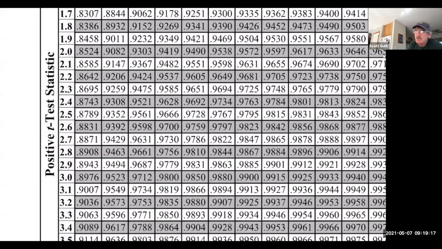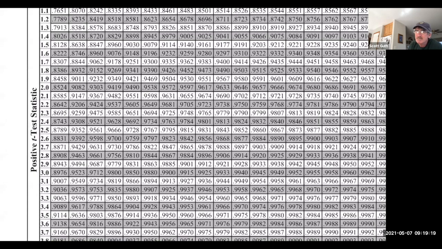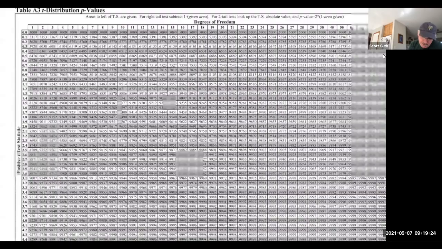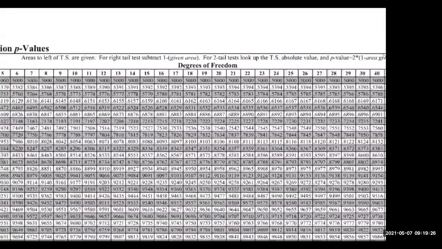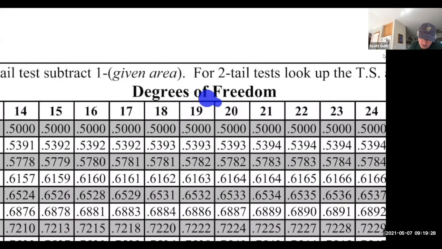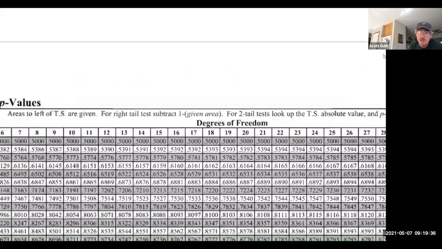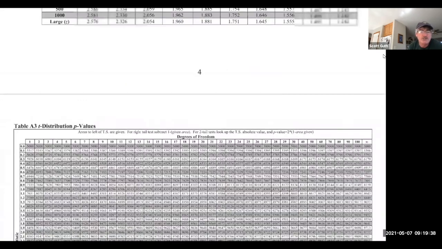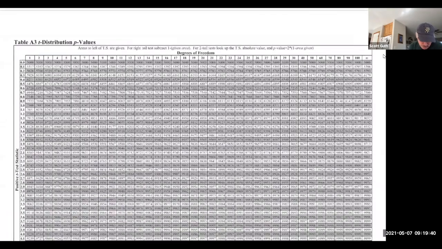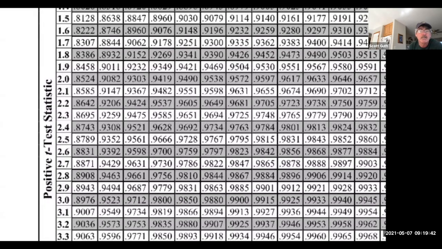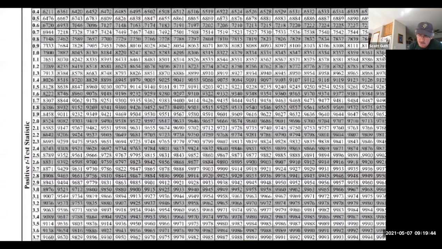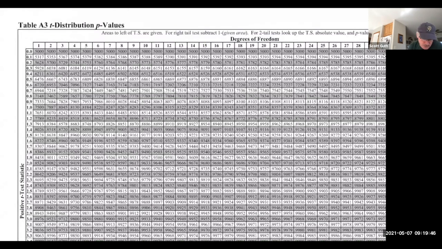Was it negative 2.66 though? It was, right? Yes. And instead of the top row being for the hundredths place, these are degrees of freedom. So the bottom line is this table is a little less precise because your t statistics don't go out to the nearest hundredth, they only go to the nearest tenth. So you'll use this top row for degrees of freedom. There's no way around it.